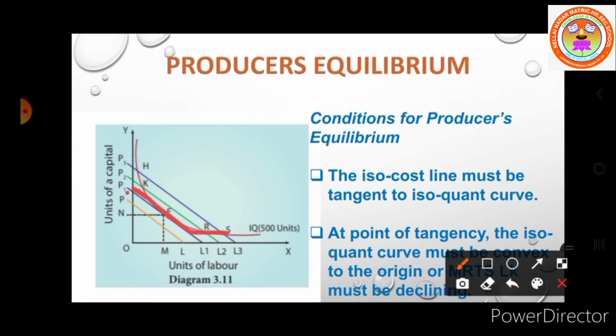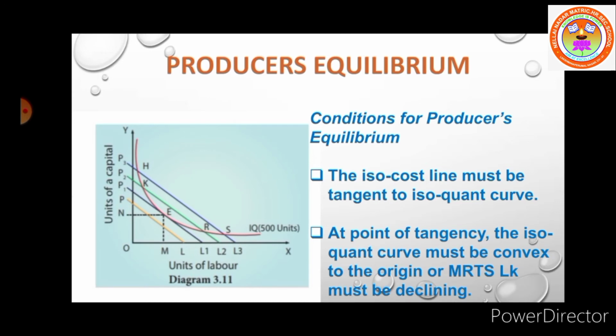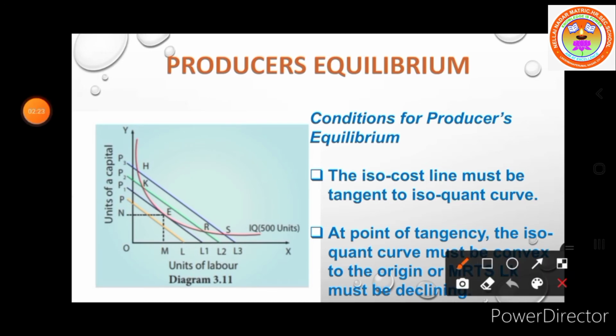The profit of the firm is maximized at the point of equilibrium E. At the point of equilibrium, the slope of the ISO cost line is equal to the slope of the ISO product curve. The marginal rate of technical substitution of labor and capital is declining. At point E, the firm employs OM units of labor and ON units of capital. It obtains the least cost or optimum combination of the two factors to produce the level of output.